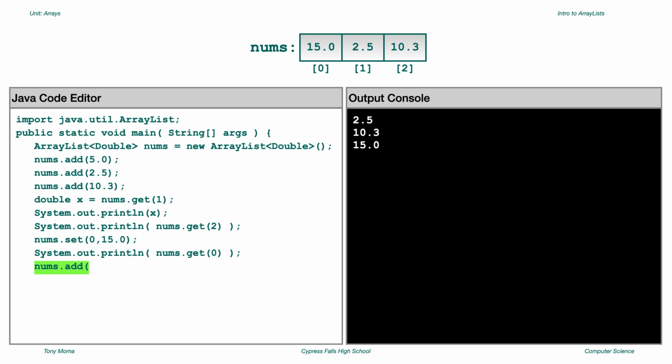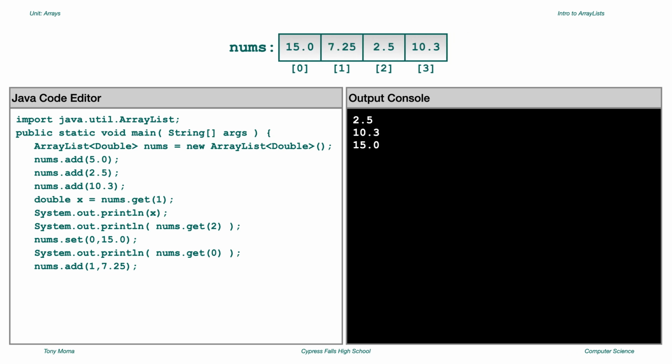First, I'm going to need the index where I want to add the value, which in this case is 1. Then, after the comma, I type the value that I want inserted at that index, which in this case will be 7.25. When I do that, the values at index 1 and onward all get shifted to the right one spot. This creates space for the new value, 7.25. We've now seen several ways that we can grow our ArrayList. Now let's discuss the ways we can shrink our ArrayList.